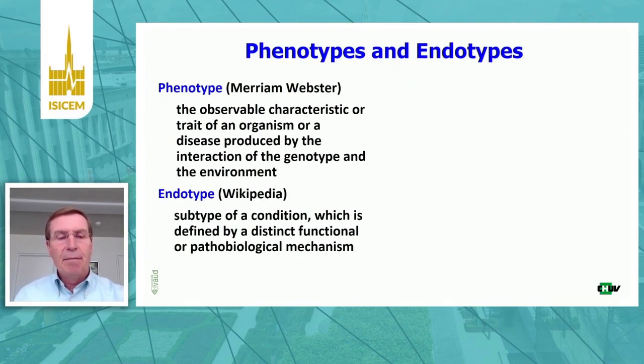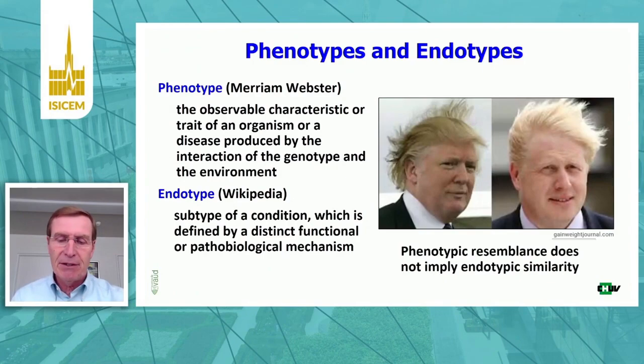What is a phenotype? It's an observational characteristic or trait of an organism or a disease, which is produced by the interaction of the genotype with the environment. The endotype, and this is a Wikipedia definition, is a subtype of a condition which is defined by a distinct functional or pathobiological mechanism. And as you can see on the right part of the slide, phenotypic resemblance does not imply endotypic similarity.